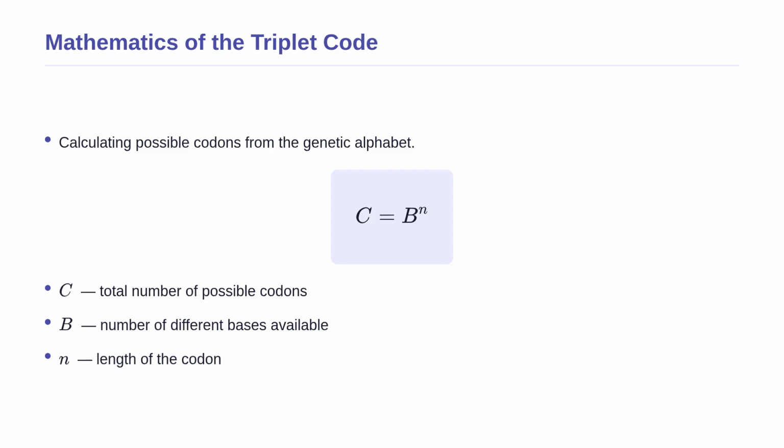The variable b represents the number of different bases available in our genetic alphabet, which is exactly 4 for RNA: adenine, uracil, cytosine, and guanine. Finally, the variable n represents the length of the codon, meaning how many bases are grouped together to form a single word. If we increase the length of the codon, the number of possible combinations grows exponentially.